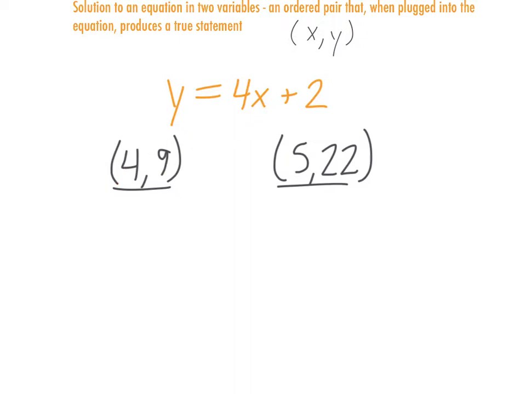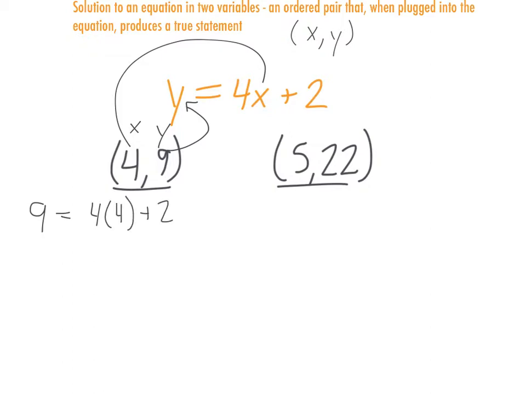Now remember that for this point, the 4 and the 9, the 4 is the x, 9 is the y. And so I'm going to put the 4 there, and the 9 there, and then I'm going to rewrite. So it's going to be now 9 equals 4x means 4 times x, so now it's 4 times 4 plus 2. And we're going to put a little question mark because we're going to see, does that give us a true statement? So 9 equals, what's 4 times 4? It's 16 plus 2. So is 9 equal to 16 plus 2? That's 18. Now, so that doesn't work. So what do we know? That is not a solution.